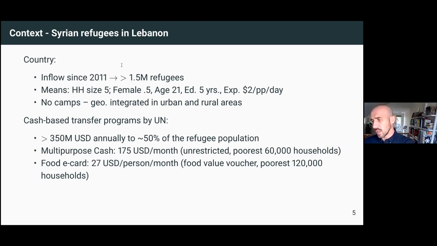And the food program is a little more generous, so it covers all 60,000 families who also receive multi-purpose cash. And on top of that, it reaches another 60,000 households and provides food assistance.